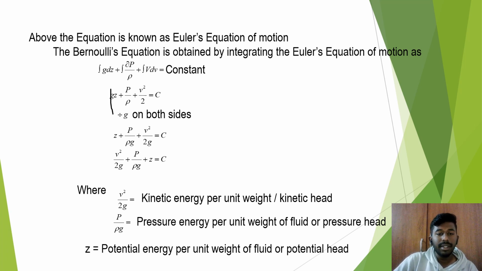Therefore, v square by 2g is known as kinetic energy per unit weight, or kinetic head. P by rho g is equal to pressure energy per unit weight of fluid, or pressure head. Z is equal to the potential energy per unit weight of fluid, or potential head.